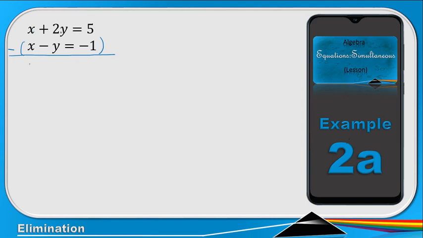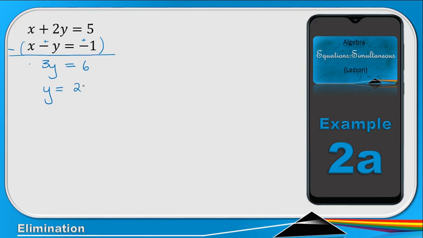And then 2 minus negative 1, this becomes a plus. So 2 plus 1, because a negative and a negative gives me a positive. So 2 plus 1 is just 3y, and then equals, so 5 minus negative 1, so that becomes 5 plus 1 is 6. Then we divide both sides by 3, so y is equal to 2. All right, there we found y.